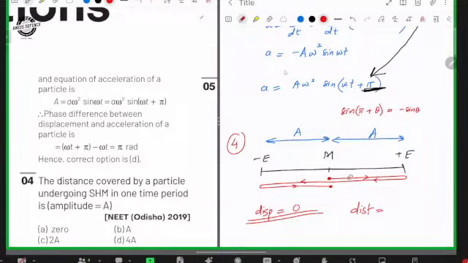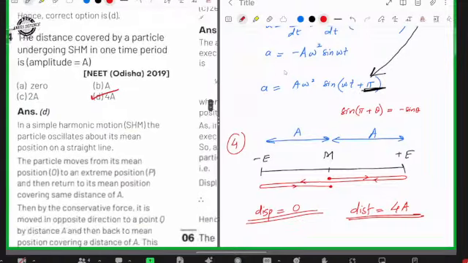So first it covers capital A, then again A, then again A, then again A. 4 times A. Have you understood? Distance A is covered 4 times for one oscillation. Therefore, for one oscillation, the distance covered is 4A and displacement is 0. So I will mark 4A because they have asked distance. If they had asked displacement, I would mark 0. Okay.